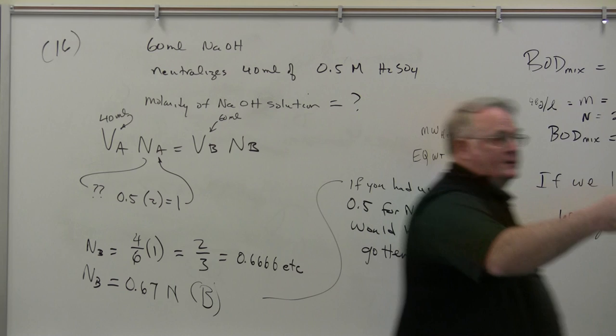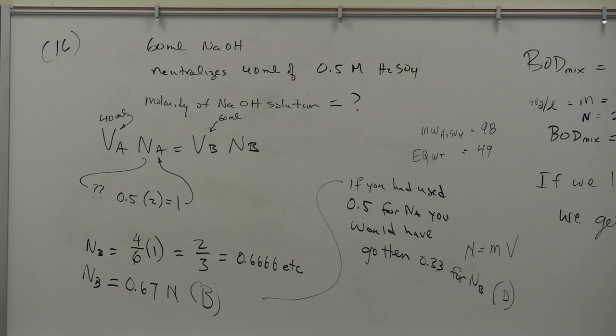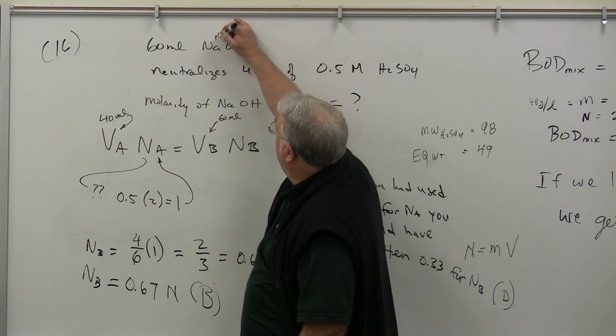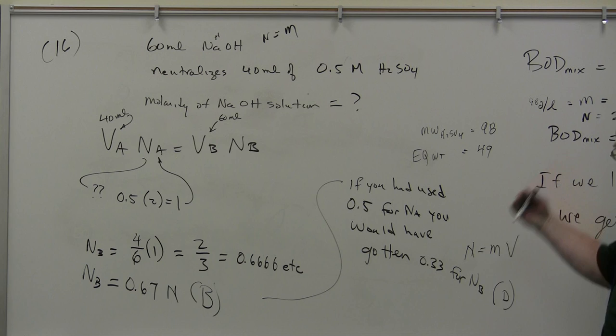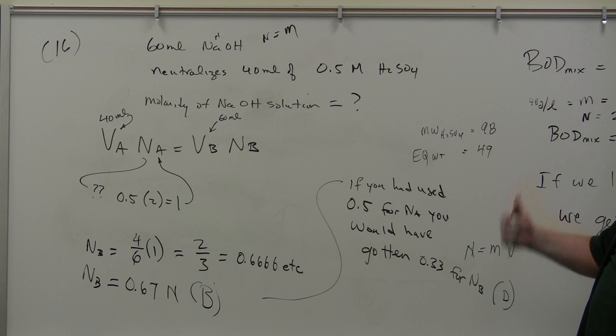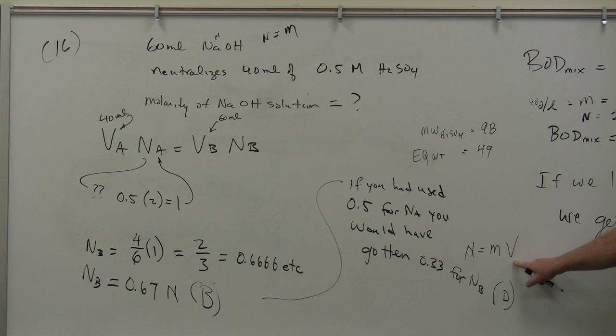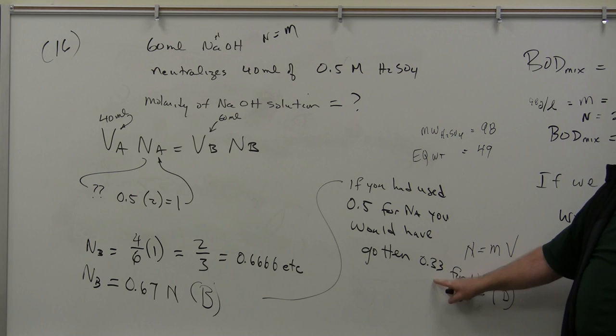You got 0.67 normal. If the NaOH has 1 valence, that's the same as 0.67 molarity. Yeah, good point. That's the normality, but because NaOH has a plus 1, its normality equals its molarity. It's because we're looking for an answer in moles per liter, not equivalents per liter. The answer we got was 0.67 normality, equivalents per liter, but that's also equal to its molarity. Because what's the valence for sodium hydroxide? 1. So normality and molarity are equal. Good point. But if you just plug the 0.5 in, you got 0.33, which would have been wrong.